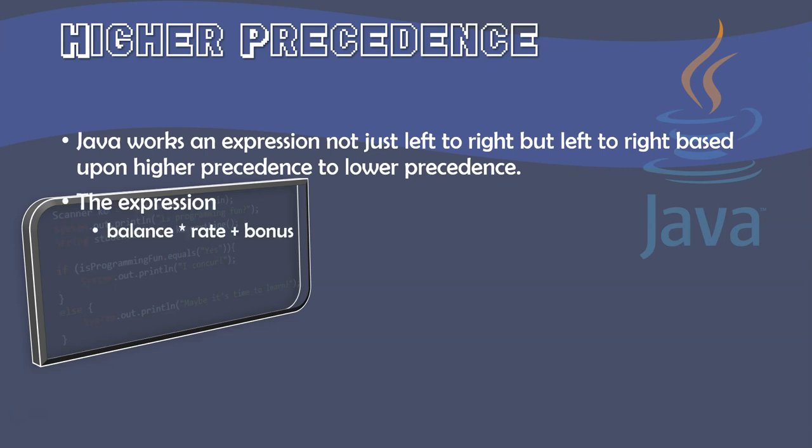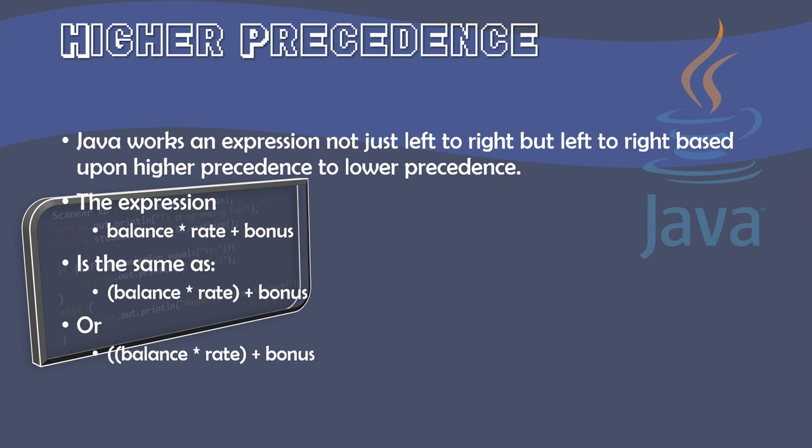So, for example, we have the expression balance times rate plus bonus. This is the same thing as saying parentheses balance times rate close parentheses plus bonus, because what we're effectively doing is parenthesizing, saying, hey, do balance times rate first. Another way you can think about this is that you're effectively parenthesizing the whole expression, balance times rate plus bonus, and that would then say you're doing that whole expression. But most commonly we'll probably just write it out this way because, again, we know that multiplication has a higher precedence.